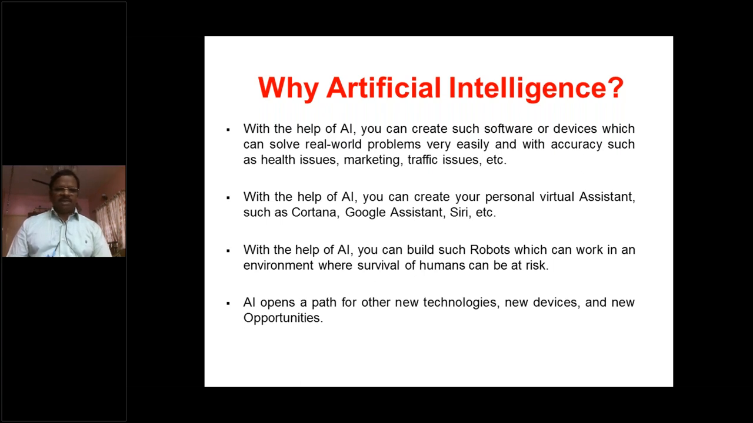With the help of these artificial intelligence oriented systems, we can build robots which can work in an environment where the survival of humans can be at risk. Wherever it's not possible for a human to enter a particular place, a robot will enter the same place and solve the problems which are not solved by humans. So we require the artificial intelligence machine. Therefore, AI opens a path for new technologies, new devices, and new opportunities for the current world scenario.